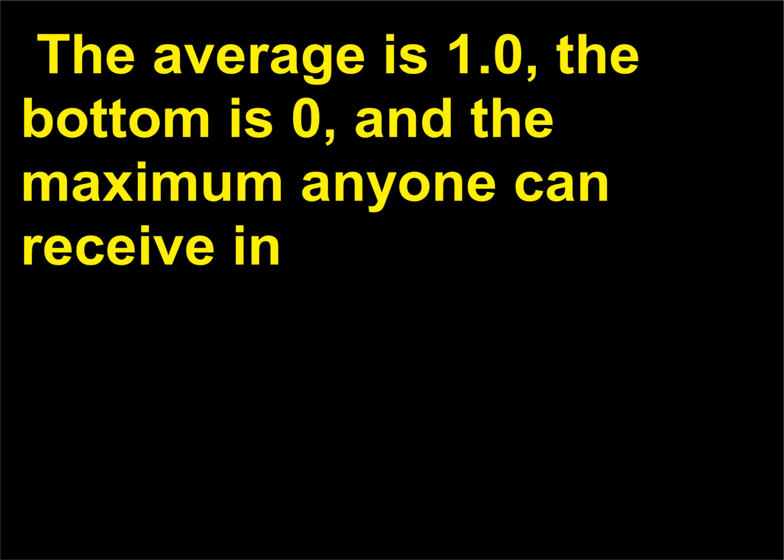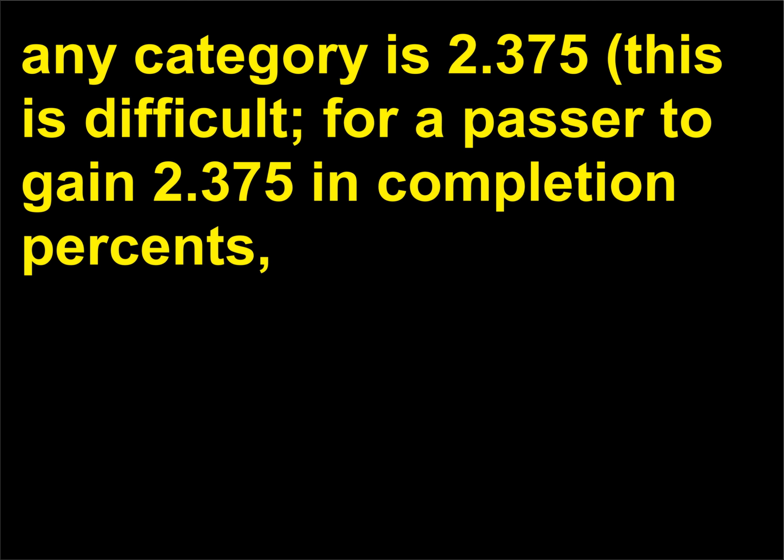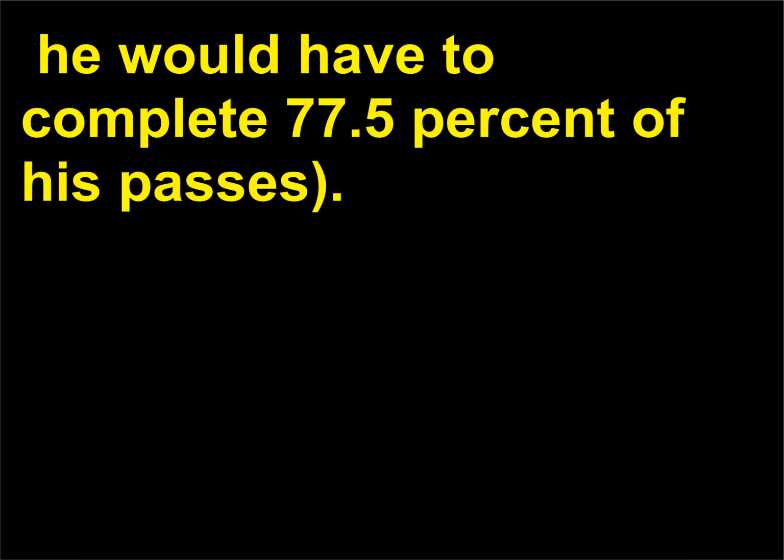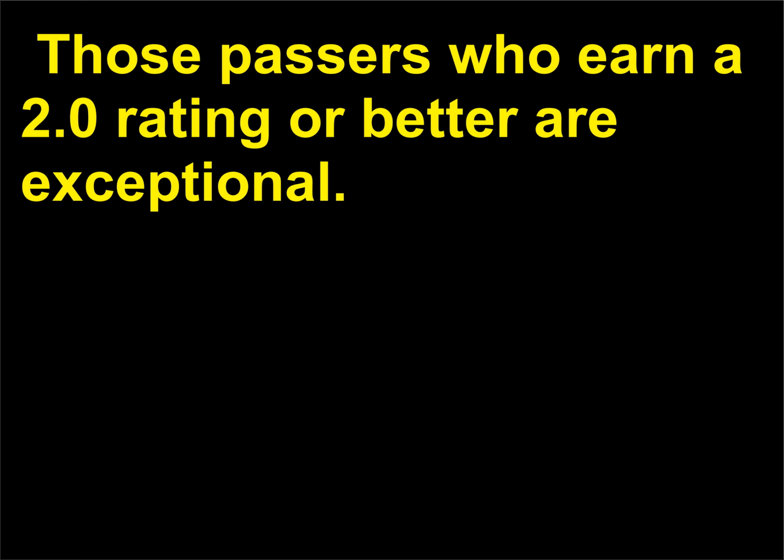The average is 1.0, the bottom is 0, and the maximum anyone can receive in any category is 2.375. This is difficult for a passer to gain 2.375 in completion percents. He would have to complete 77.5% of his passes. Those passers who earn a 2.0 rating or better are exceptional.